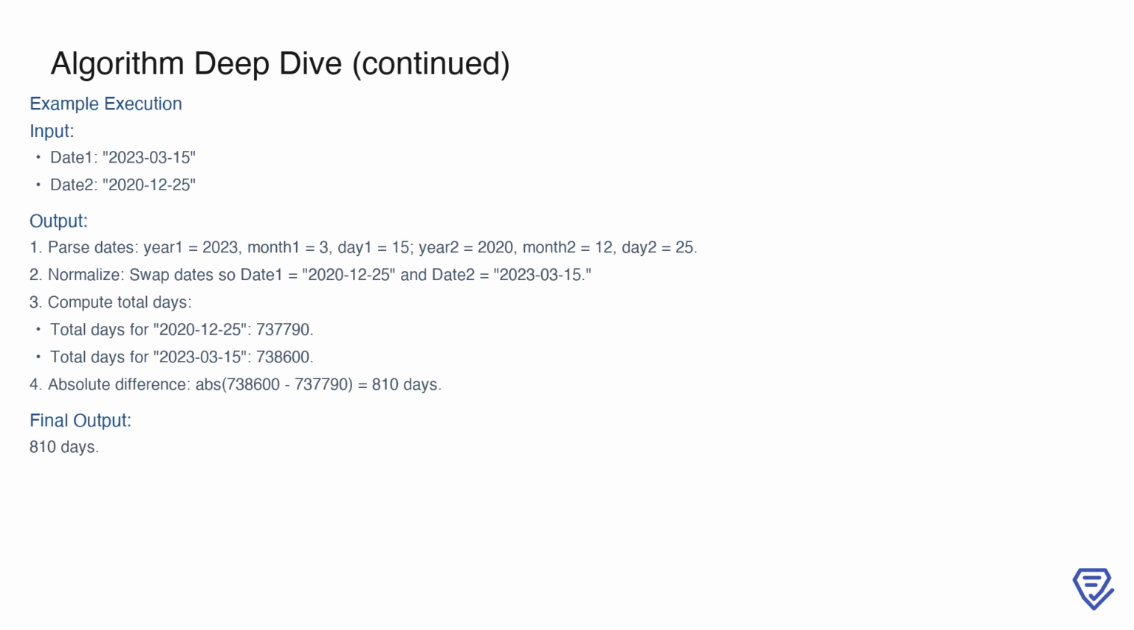Now, we compute the total number of days for each date relative to the reference date, January 1, 0000. For December 25, 2020, the total days amount to 737,790, and for March 15, 2023, the total days amount to 738,600. Finally, we calculate the absolute difference between these totals, abs(738,600 - 737,790), which equals 810 days. This is the number of days between the two dates, and the final output for this example is 810 days.